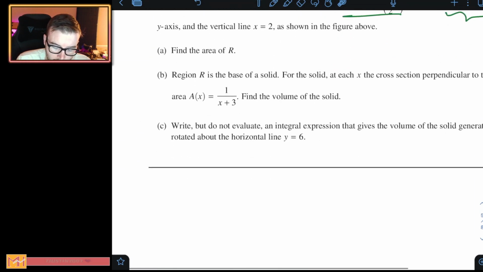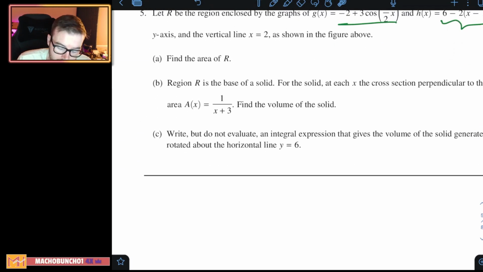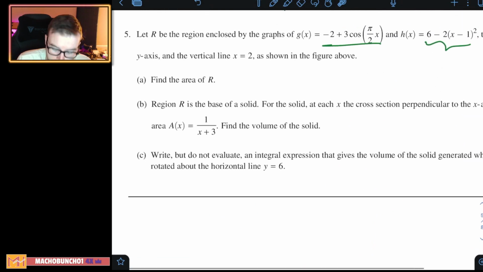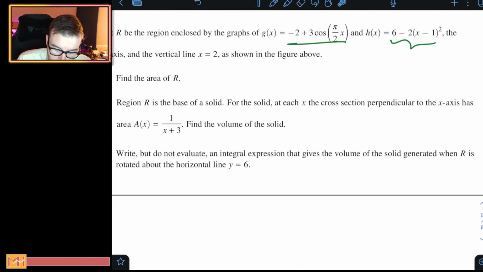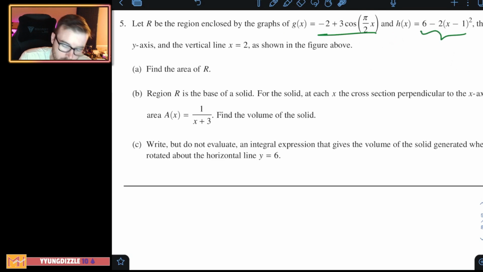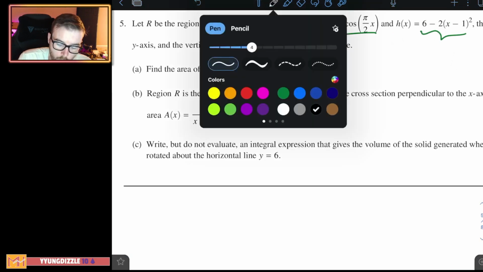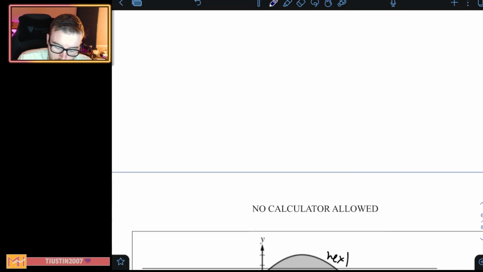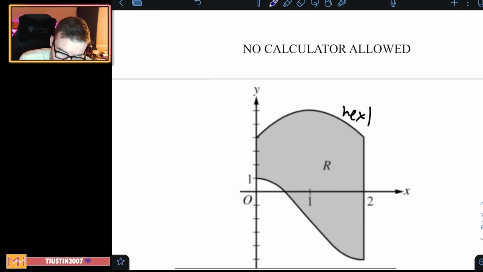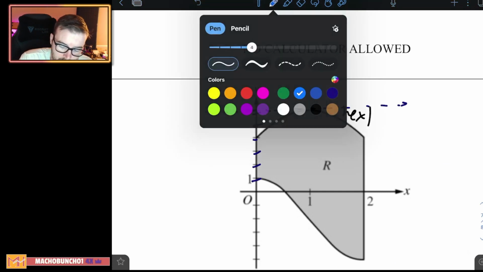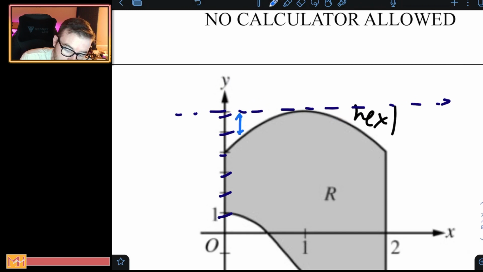All right, part C, the last part. Write, but do not evaluate, an integral expression that gives the volume of the solid generated when R is rotated about the horizontal line y equals 6. So here's the horizontal line y equals 6: 1, 2, 3, 4, 5, 6. All right. So there's this gap. You see the gap?